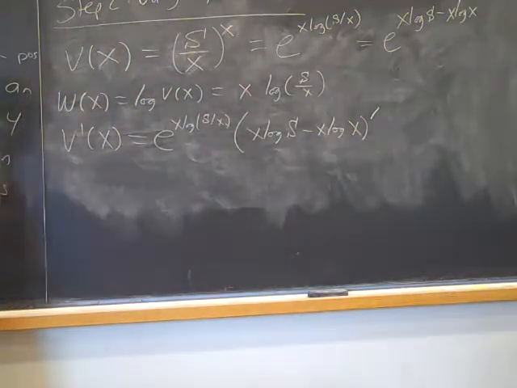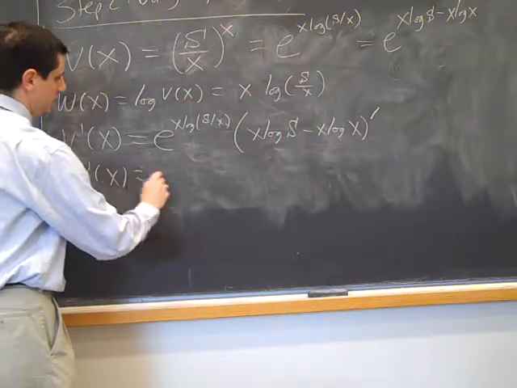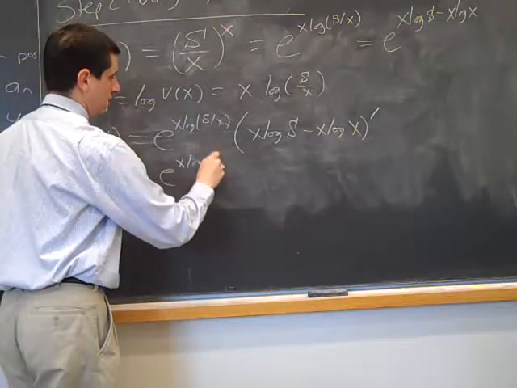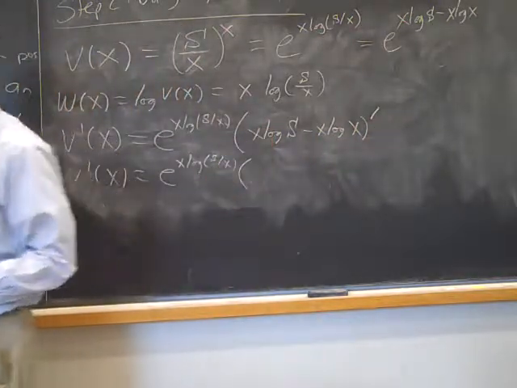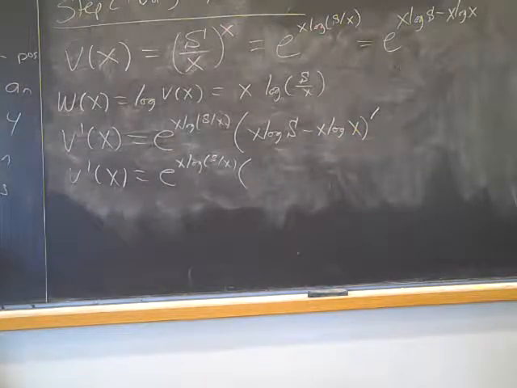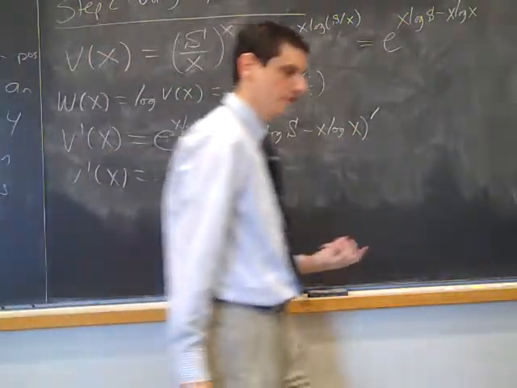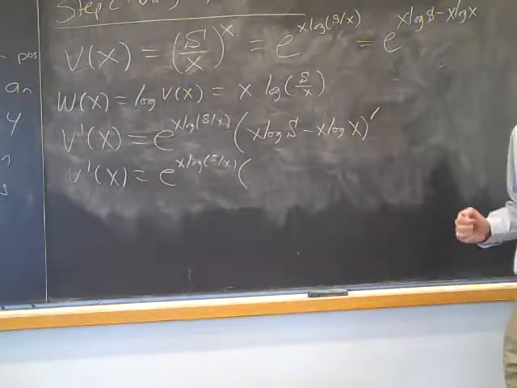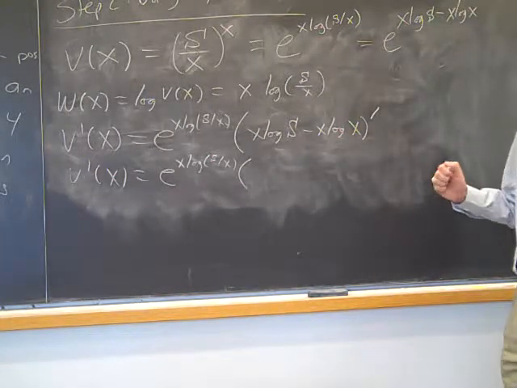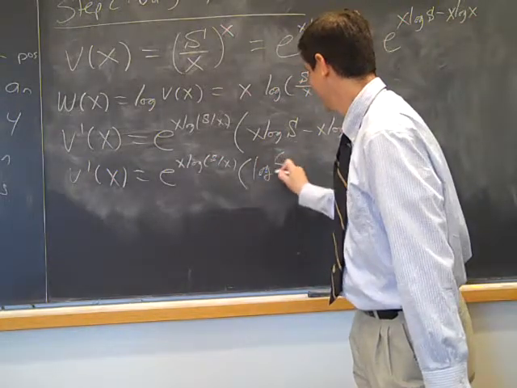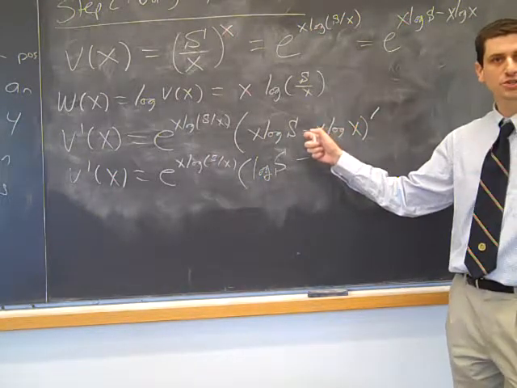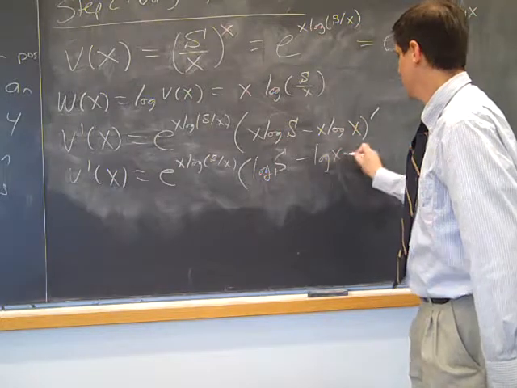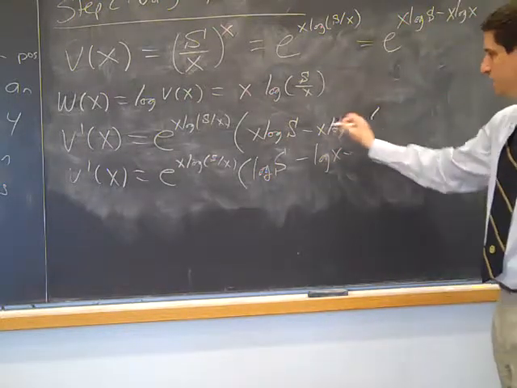Again, I'm going very slowly so I don't make any calculus mistakes. So v prime of x is e to the x log s over x, and now I have the derivative of this. What's the derivative of x log s? Isn't s a constant? s is a constant, so it's just log of s. Whoops. Now I have to take the derivative of x log x. That's the product rule. The derivative of x is 1, so I get log x. And then the derivative of log x is 1 over x. x times 1 over x is 1.